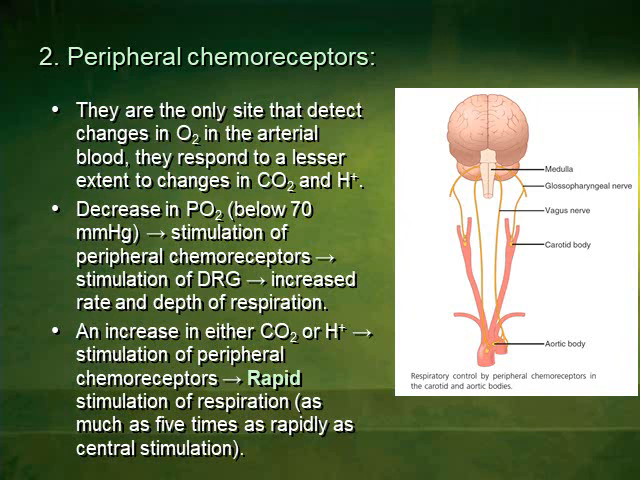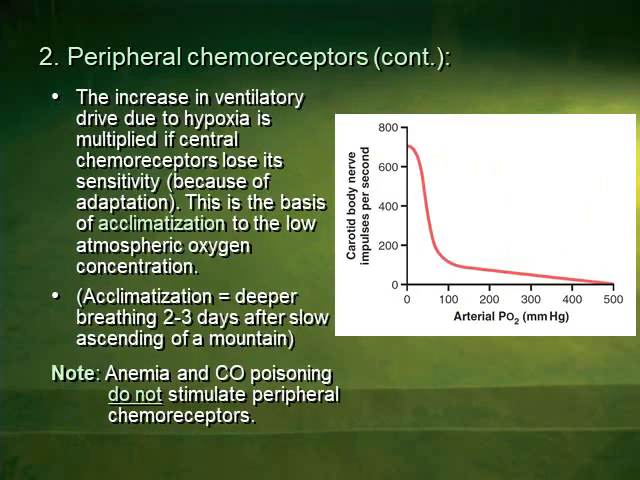The diagram here shows you the site of the peripheral chemoreceptors. As you can see clearly, it is in the carotid body at the site of the carotid sinus and in the aortic body. Here in this diagram, it shows you that the increase in ventilatory drive due to hypoxia is multiplied if central chemoreceptors lose their sensitivity because of the adaptation.